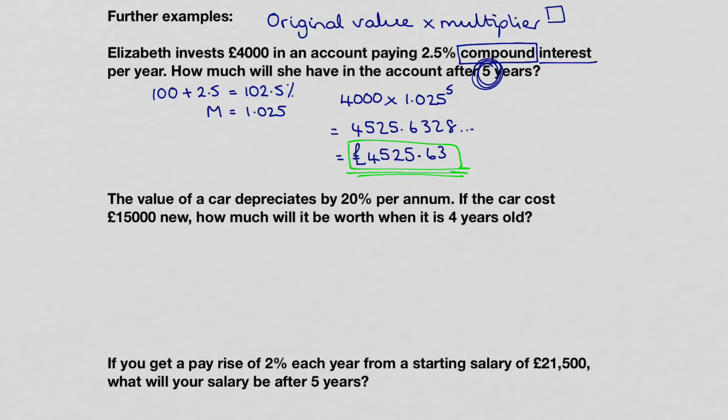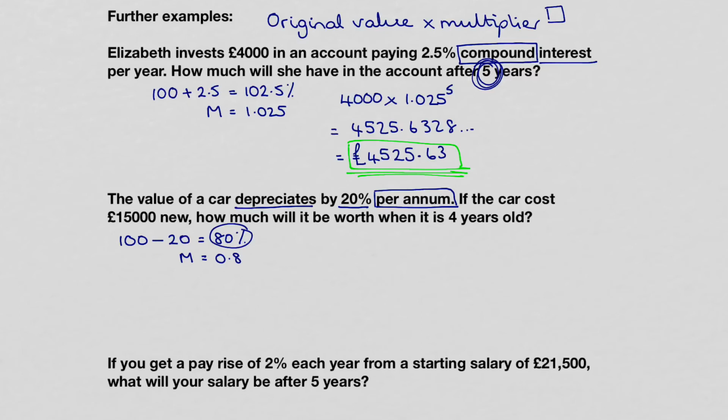The value of a car depreciates by 20% per annum. So remember, per annum means per year. If the car cost £15,000 new, how much will it be worth when it's 4 years old? Okay, so we're depreciating, which means we're going down by 20% per year. Remember, we're starting off with 100%, we're going down by 20%, so that leaves us 80%. So for our multiplier, we divide this by 100, so that'll give us 0.8.